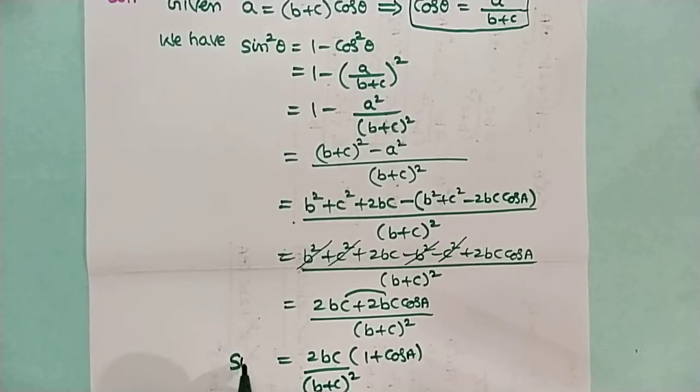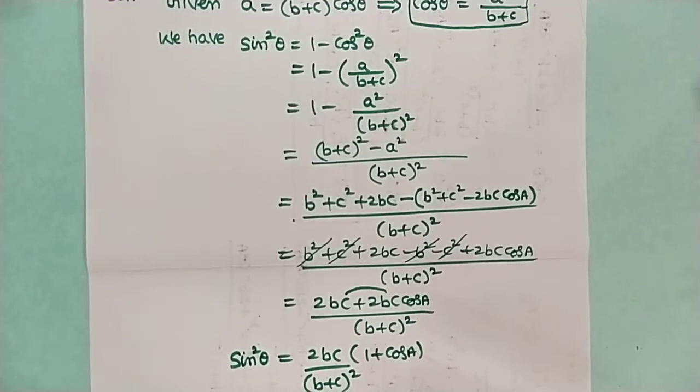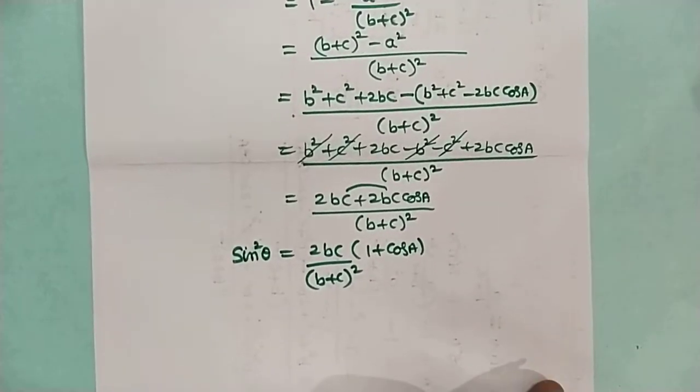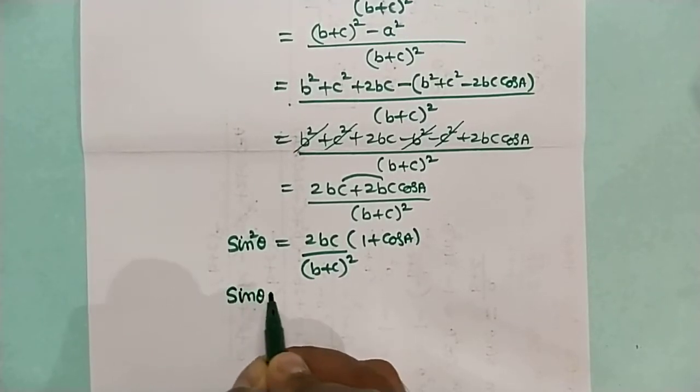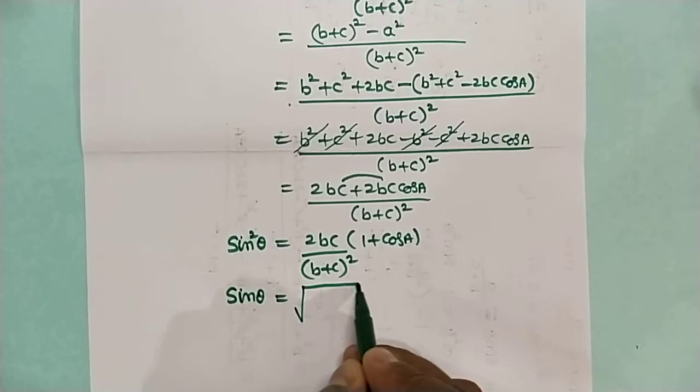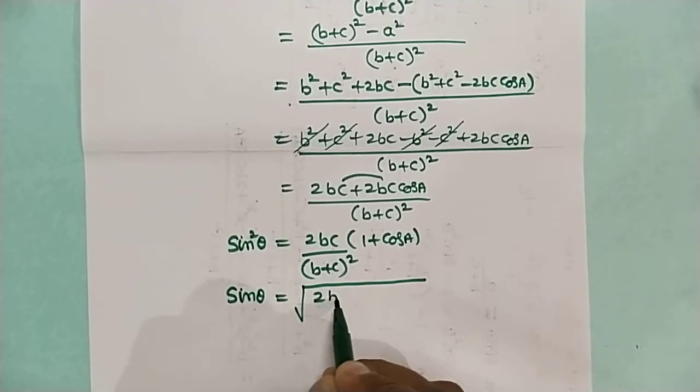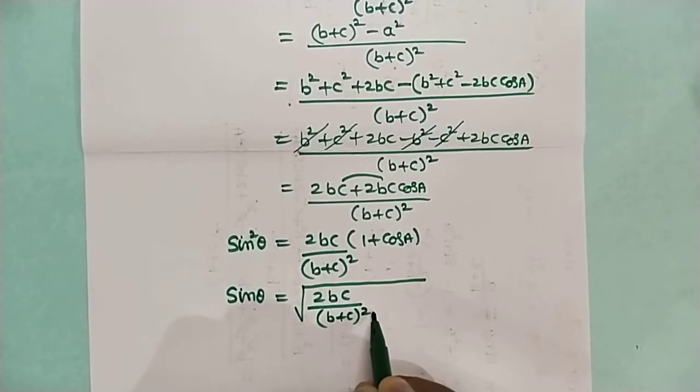In the previous problem we discussed directly, from there 1 plus cos A I wrote as 2 cos square A by 2. Here also we will do the same, but directly here I am taking the square root. So sin theta is equal to square root of 2bc by (b plus c) whole square.